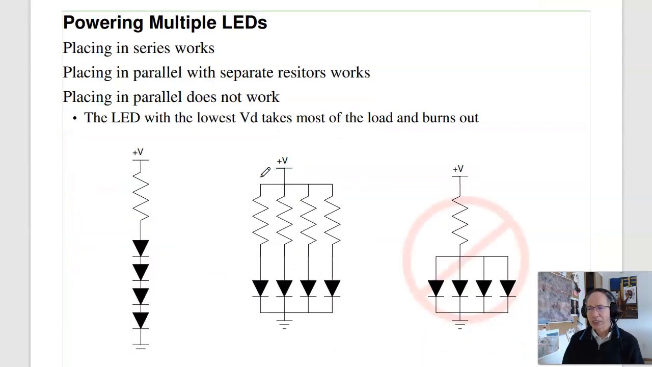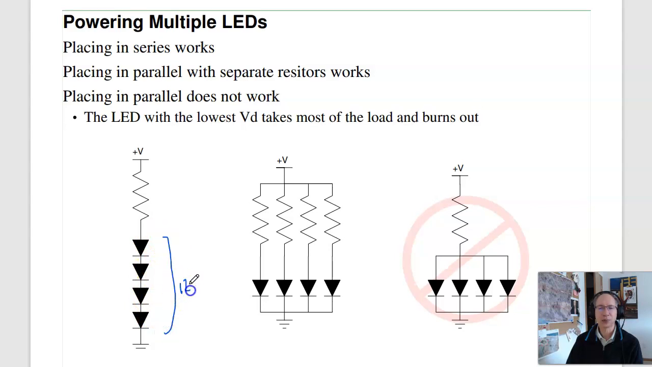A couple side notes for powering LEDs. If you have a couple LEDs that you want to power, there's a couple ways that work, and one way that doesn't work. You can put the LEDs in series. If each of these has, say, a 3 volt drop, I now have a 12 volt drop across all 4 of them. That works. I can put the LEDs in parallel if I use a separate resistor for each one.